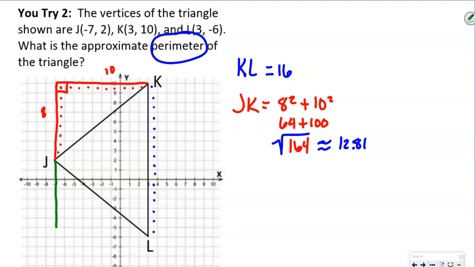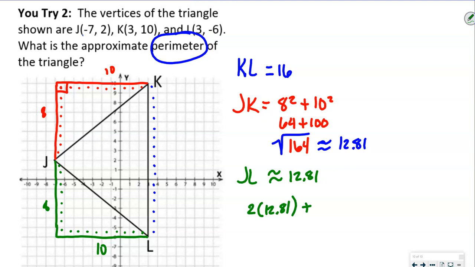Then let's do this one over here. Let's see. Looks to me like this one's the same as the other one, but let's double check. 1, 2, 3, 4, 5, 6, 7, 8. 1, 2, 3, 4, 5, 6, 7, 8, 9, 10. Yep, 10. It is. So that means that both of these, both JK and JL, are going to be approximately 12.81. So we can do 2 times the 12.81 and then add to it the 16, right? So when we do that, I got 41.62. Again, this is units because we don't know what the measurement is. Okay?